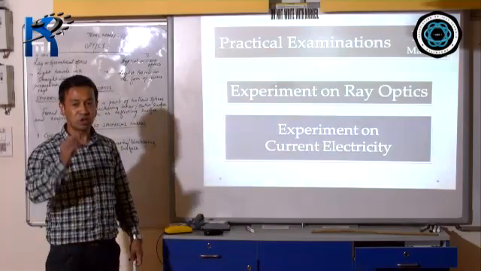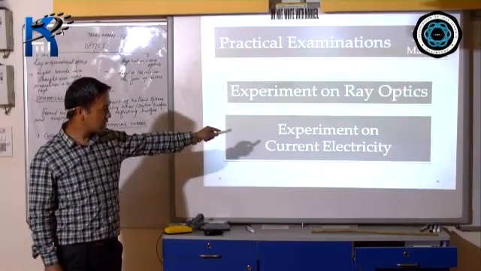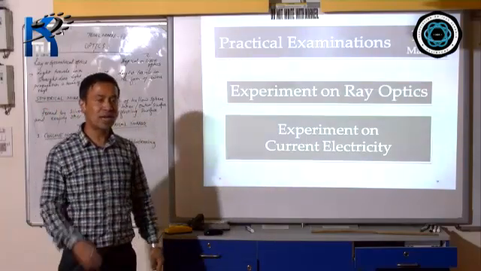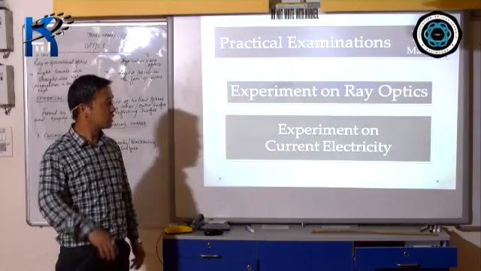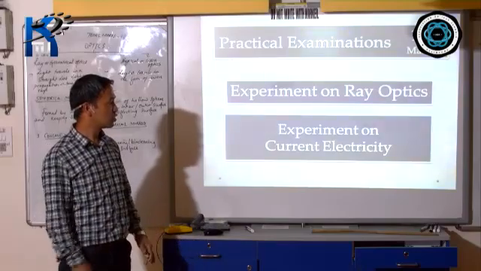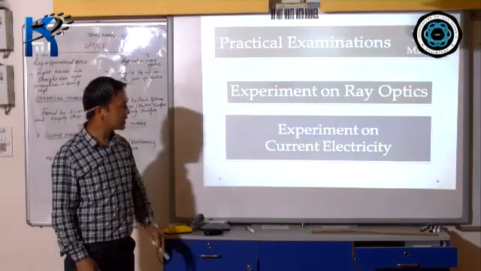Now when you do an experiment on ray optics, we basically do an experiment on lenses. One is called a convex lens, another is a concave lens. When you do an experiment on current electricity, we do an experiment on the Wheatstone bridge and mostly the potentiometer. These are the 2 important topics on which the ISC practical examination usually asks questions. So we have a 15 marks question in which we do ray optics and current electricity.